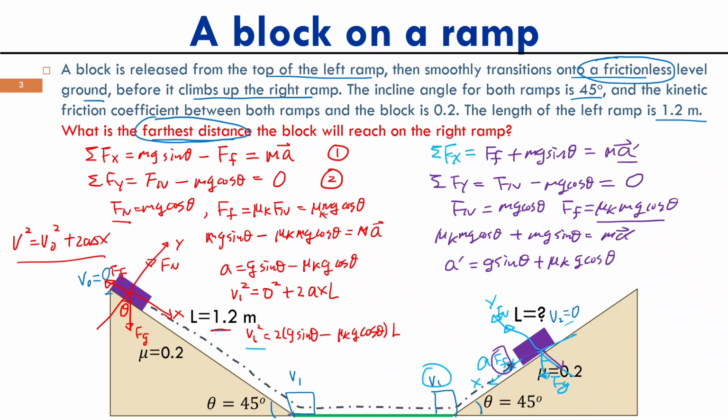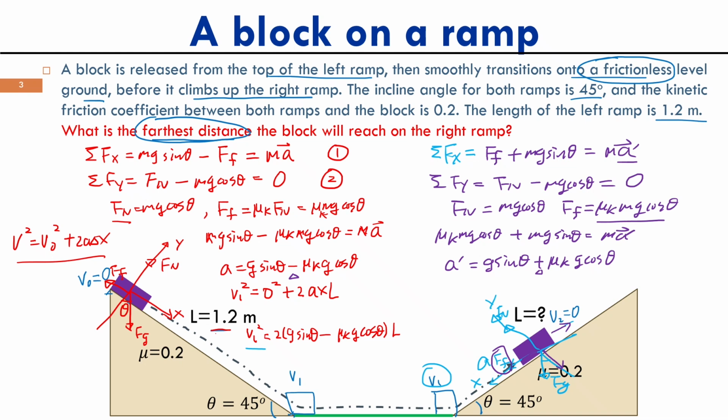So you can see that for the acceleration on the left, there is a minus sign, but for the acceleration on the right, there is a plus sign, which makes sense because while the block is moving up on the right ramp, both gravity and friction force are opposing this motion, right? Okay, now if we know the acceleration, we can use the kinematic equation again.